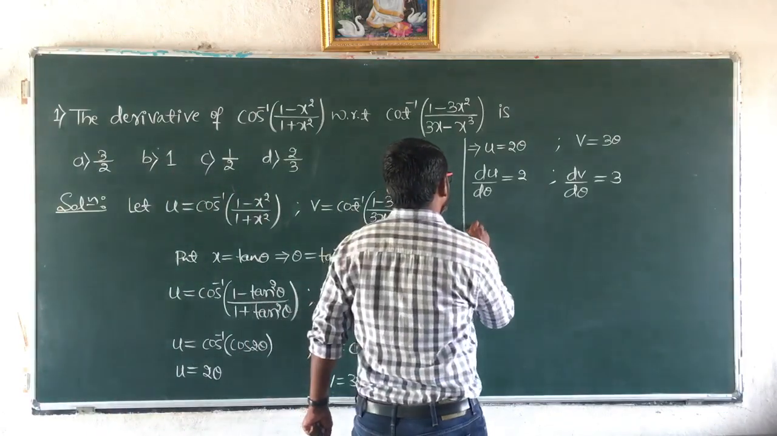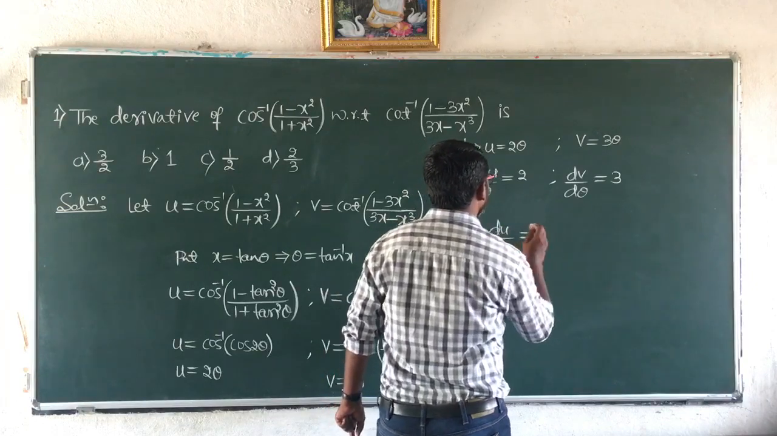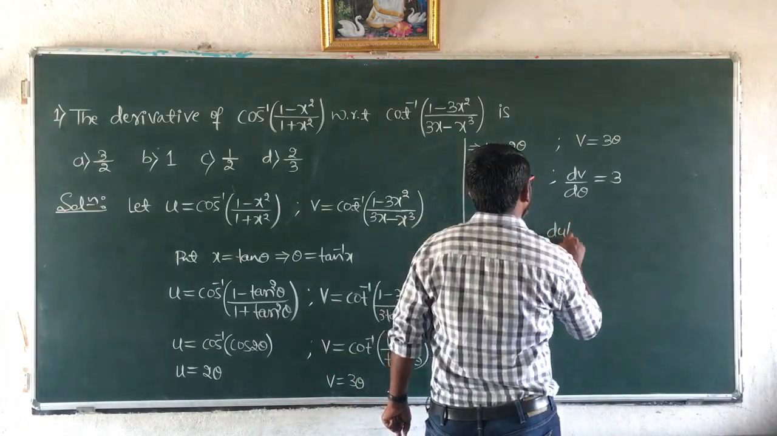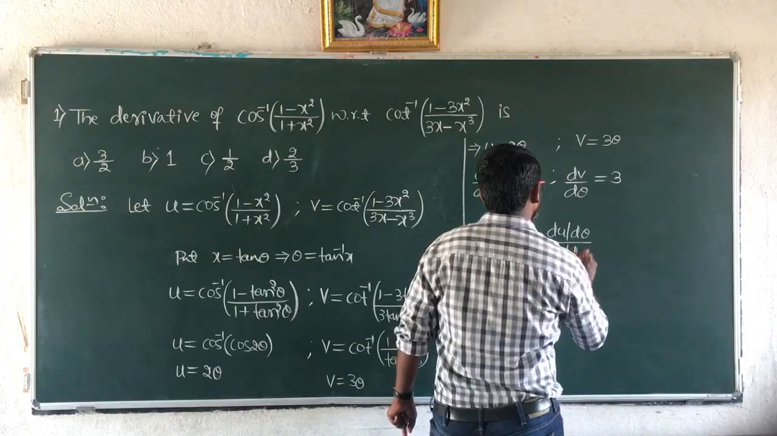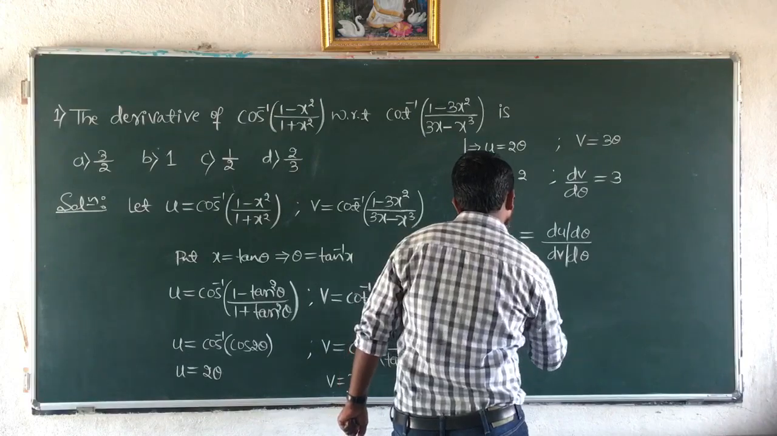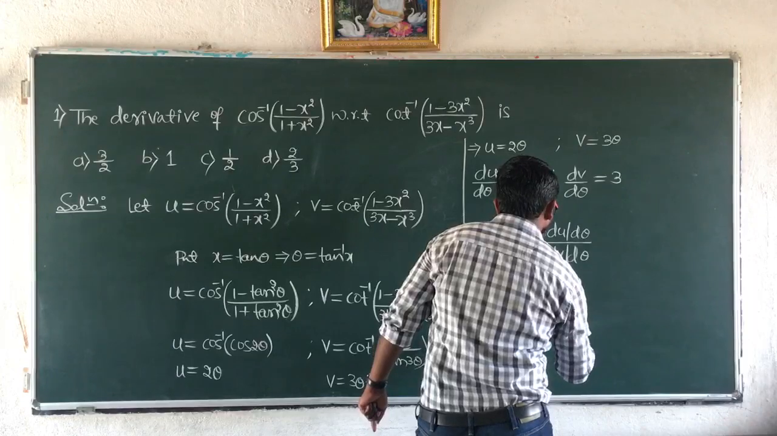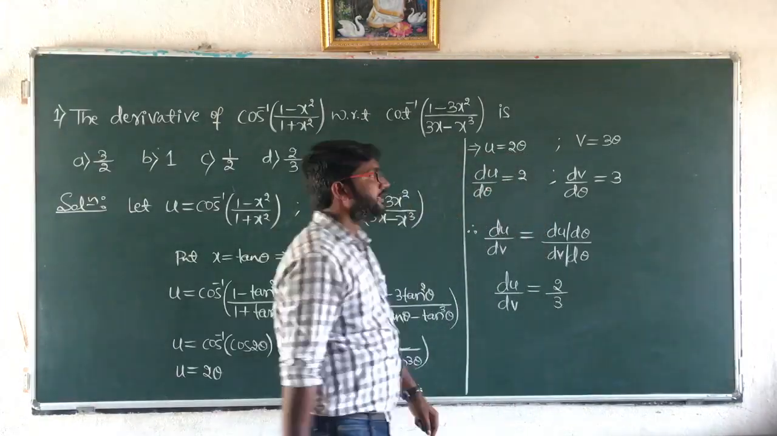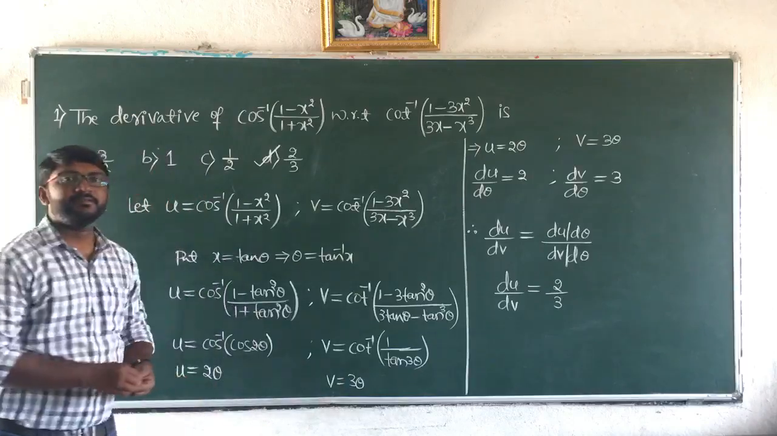Therefore du by dv is equal to du by d theta divided by dv by d theta. What is du by d theta? It is 2 divided by 3. The answer is 2 by 3. Which option now? It is option 4. So this is all about the first problem.